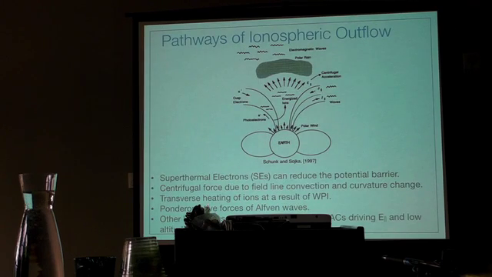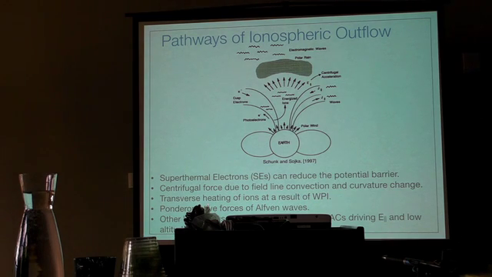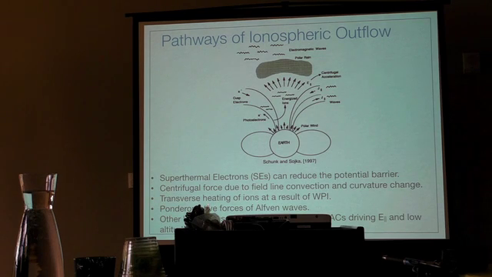I want to take a step back now and talk about the pathways of ionospheric outflow. We've talked about how you track it and how you specify it. Now, what's actually driving the outflow? This is a nice summary from Schunk and Sojka, 1997, showing all the different things involved in modeling outflow. The first thing on the list is the superthermal electrons. These are the soft electron precipitation in the cusp, the photoelectrons, the polar rain, and auroral electrons. These work by effectively reducing the potential barrier and providing heating for the thermal electron population.